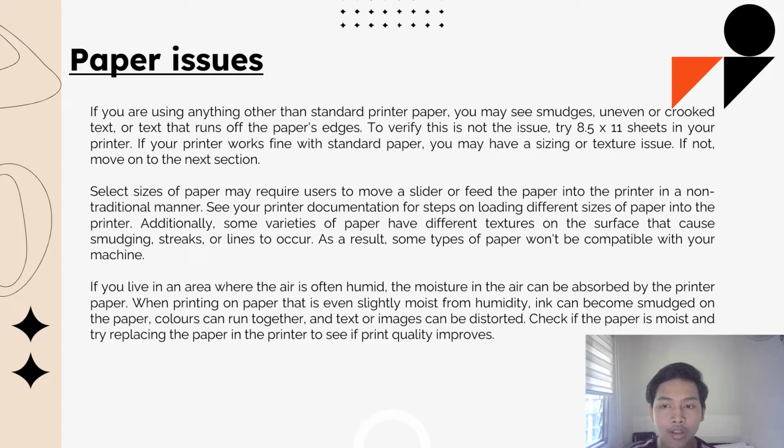If you live in an area where the air is often humid, the moisture in the air can be absorbed by the printer paper. When printing on paper that is even slightly moist from humidity, ink can become smudged on the paper. Colors can run together and text or images can be distorted. Check if the paper is moist and try replacing the paper in the printer to see if your print quality improves.